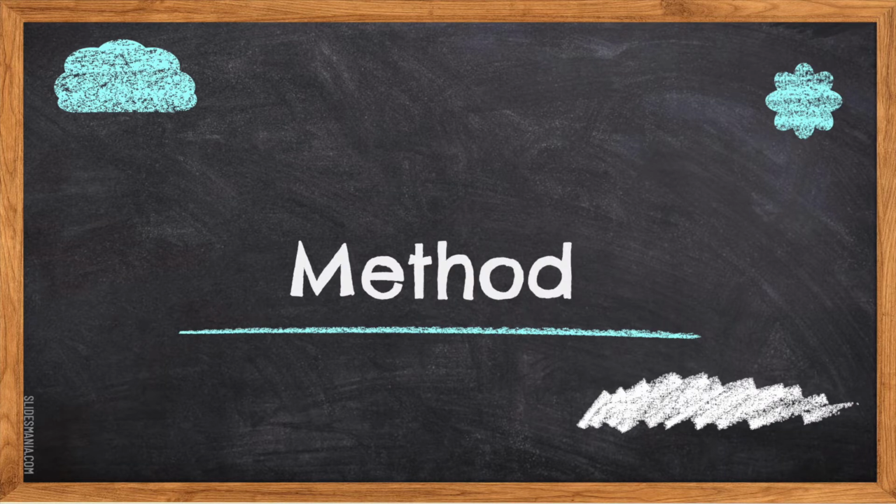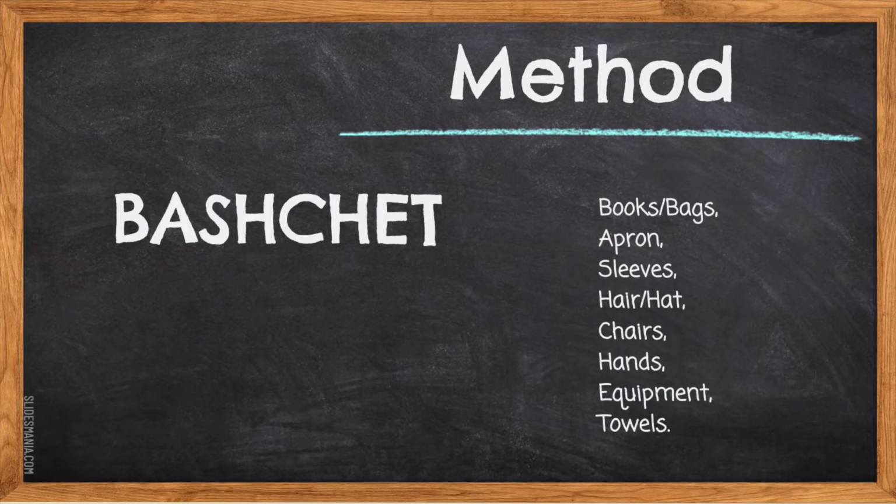Method. BACHETTE stands for the beginning steps that you need to do at the start of your lab. B stands for books and bags. They should be away either at the back of the classroom or under your table.